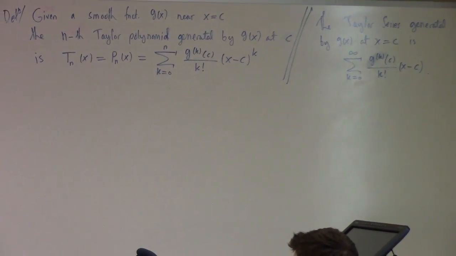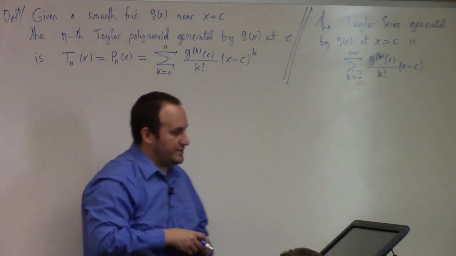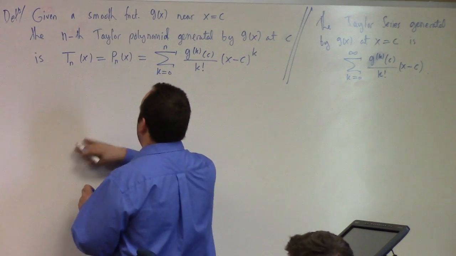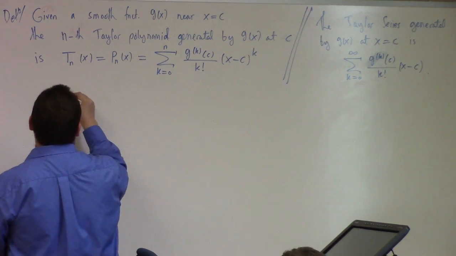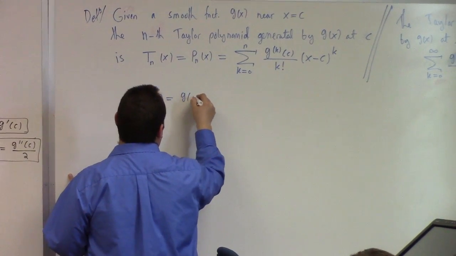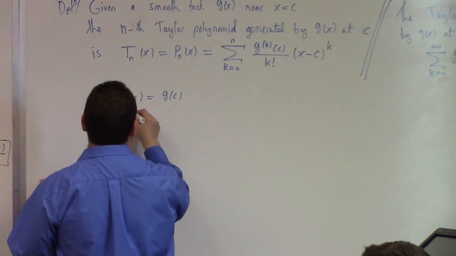When I teach Calculus 1, I actually make a point of covering Taylor polynomials, and there's a good reason for that. It's the natural extension to the story we tell about linearizations. What's a linearization? Right. Let's look here. So T naught of x is what? It's just g of c, right? What's T1 of x?